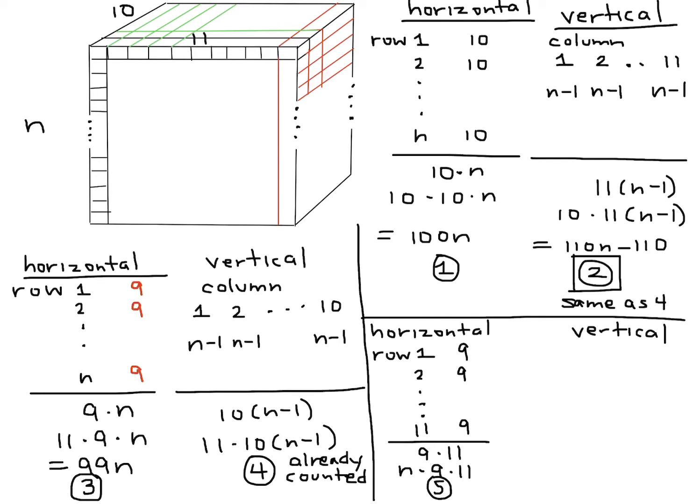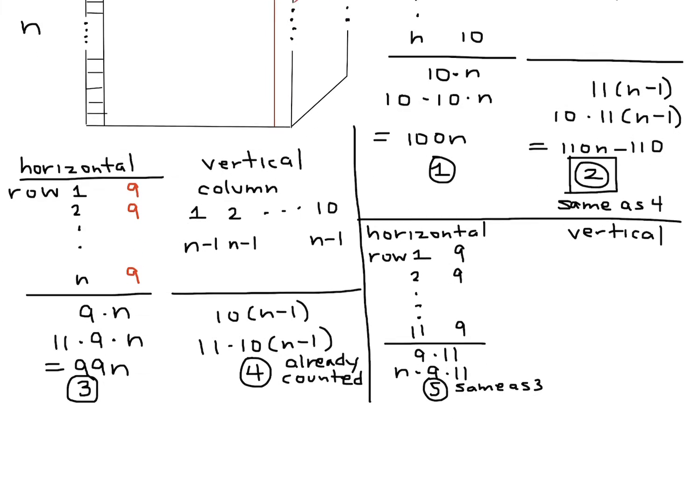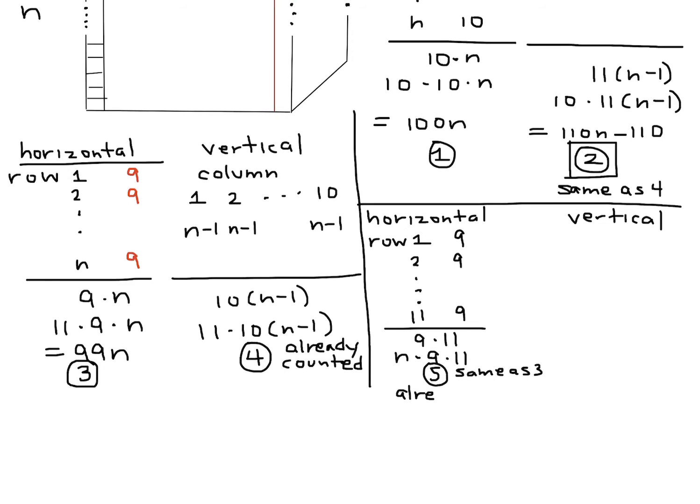Now scenario 5, guess what? It's already been counted. Now you tell me which one of those first 4 is the same as scenario 5. I'll give you a hint. It has the same numerical value. It's this one right here, scenario 3. Even if you're having a difficult time conceptually, mathematically it's right there in front of you. That was basically 99n. It's the same as 3. So same as 3, already counted. Okay? I'll put that in there, already counted.